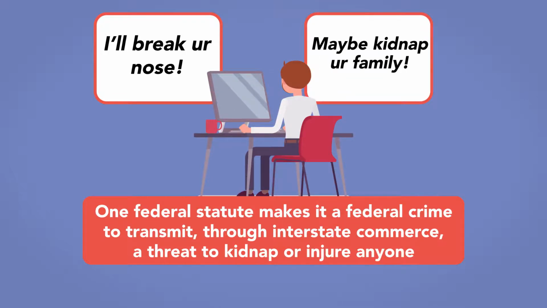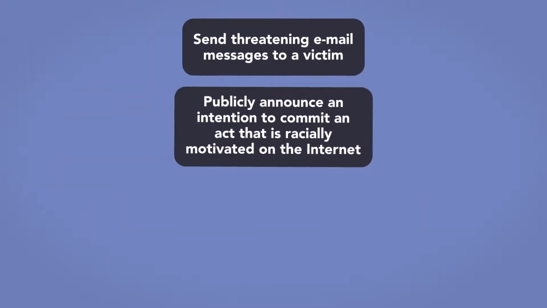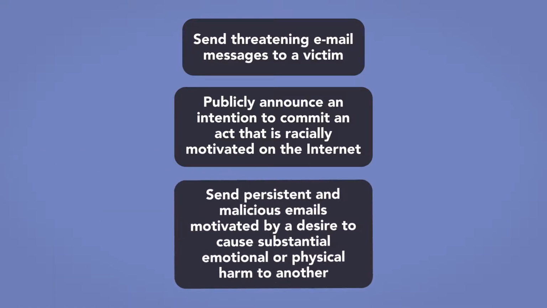This law makes it illegal for a person to send threatening email messages to a victim, publicly announce an intention to commit an act that is racially motivated on the internet, or send persistent and malicious emails motivated by a desire to cause substantial emotional or physical harm to another. Still, this law is very narrowly construed.